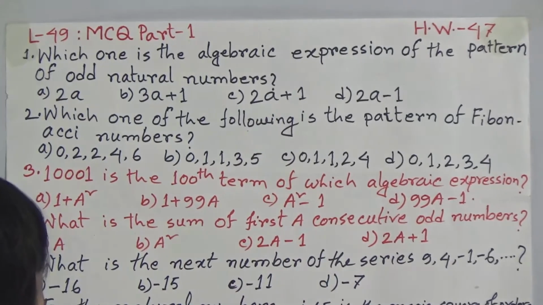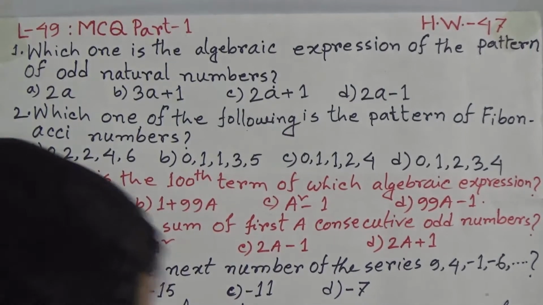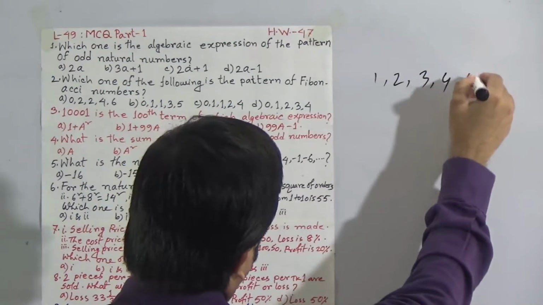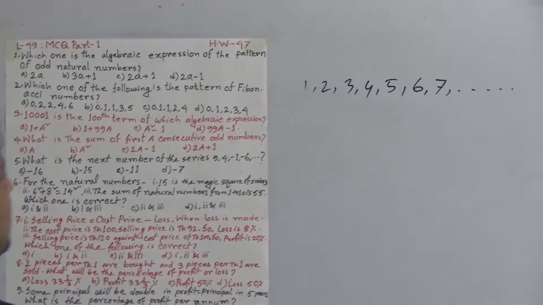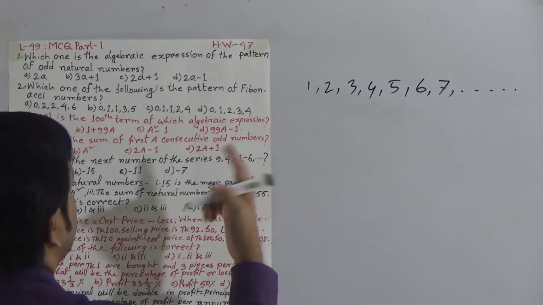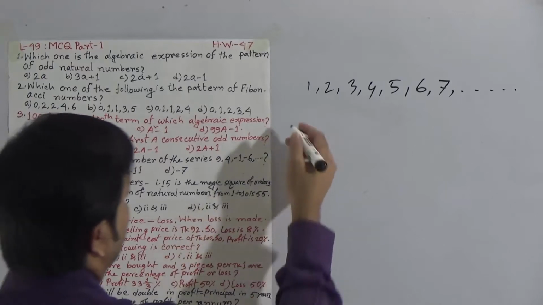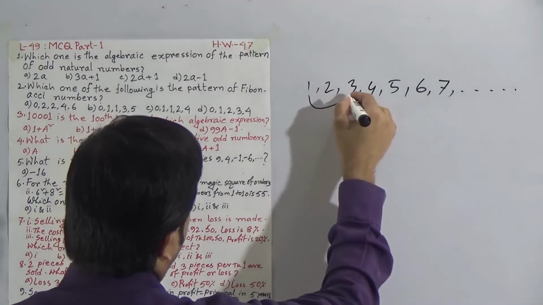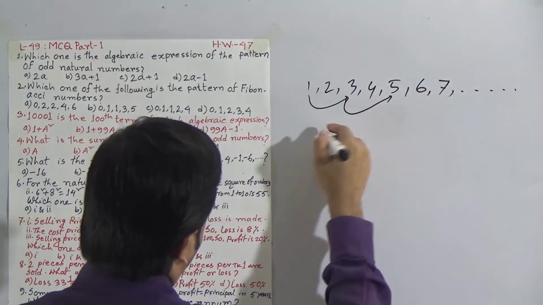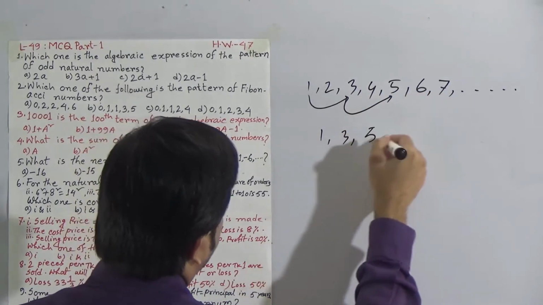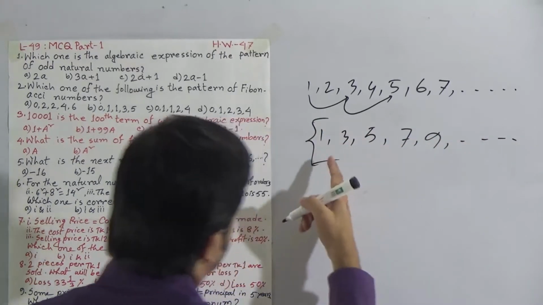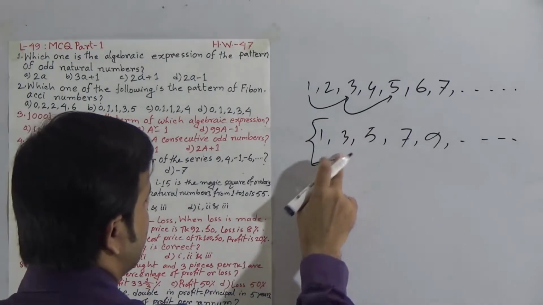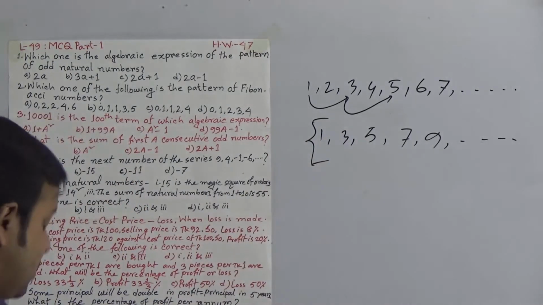Dear students, you know that the natural numbers are 1, 2, 3, 4, 5, 6, 7. This type of numbers are known as natural numbers. Okay, we have to find the algebraic expression for the pattern of odd natural number. Here odd numbers are 1, 3, 5. It means that the pattern should be 1, 3, 5, 7, 9 in this way. So we have to find the algebraic expression of this pattern. Dear students, algebraic expression of this pattern will be which one?